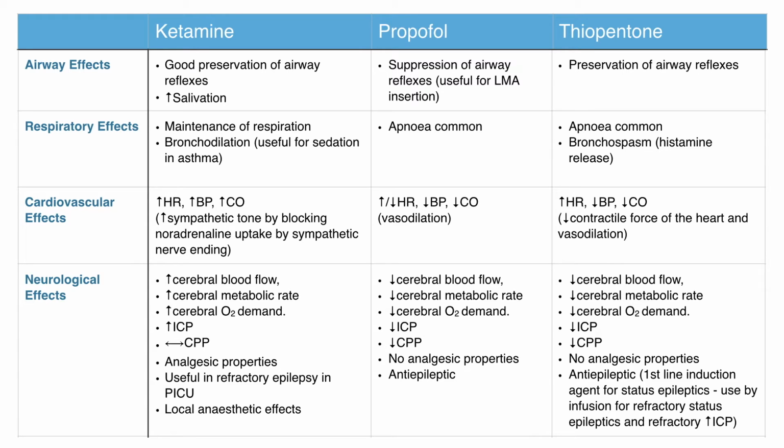All three of the agents have anti-epileptic effects. Propofol and thiopentone are quite useful as the induction agent when you're intubating a patient with status epilepticus, and thiopentone is the preferred agent as per the APLS guidelines. Ketamine is useful for refractory status epilepticus in the intensive care unit when other agents have failed, although it generally isn't used for the intubation of children with status epilepticus.